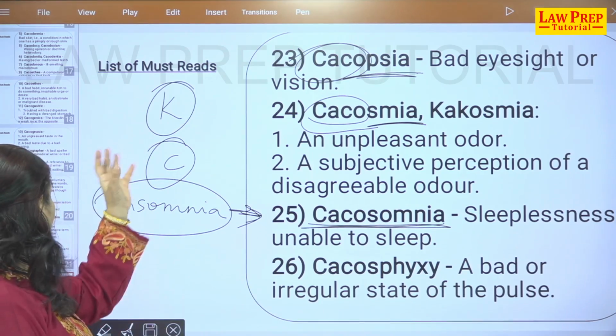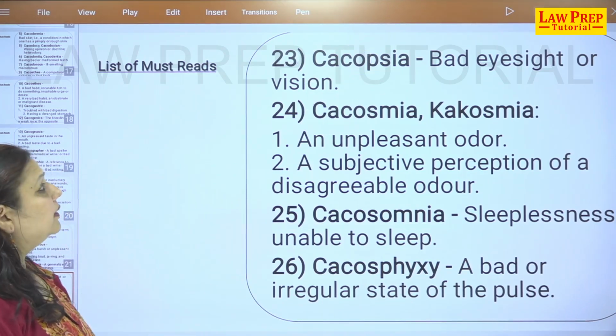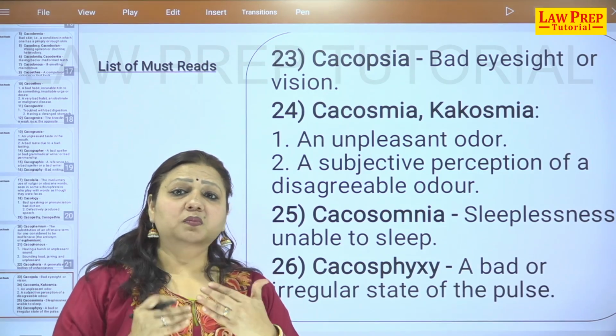So the basic ideology behind this was that caco means something bad, eu means good.